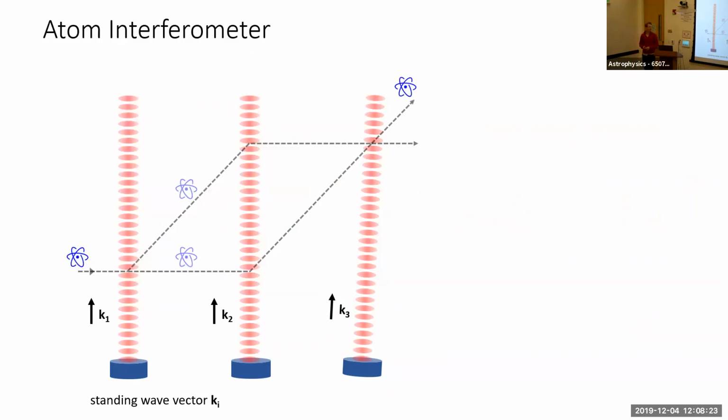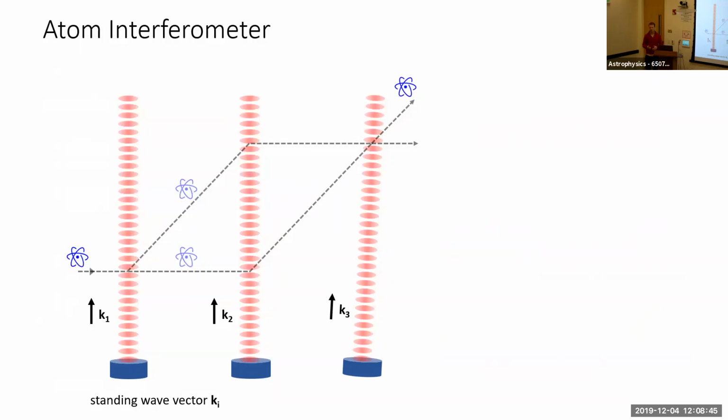So important points here are the following. The momentum superposition is created in a certain direction, which is given by the wave vector of the standing wave. So this not only has a magnitude but also a direction. It's a vector, obviously.